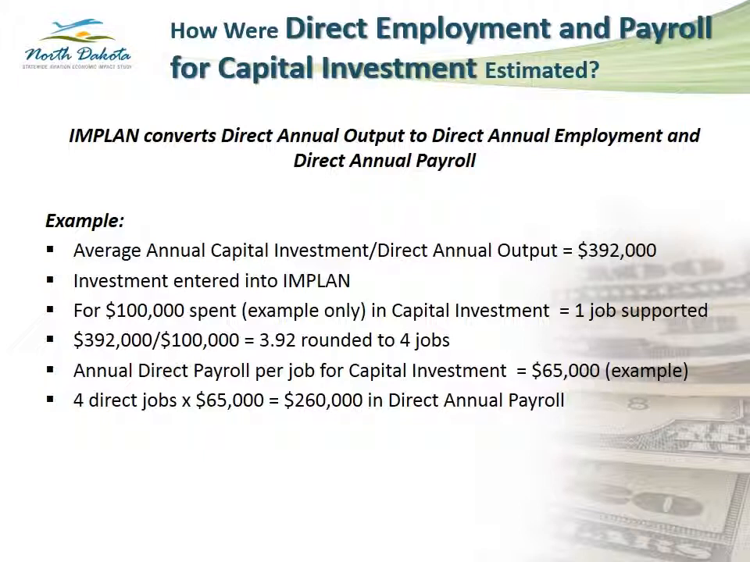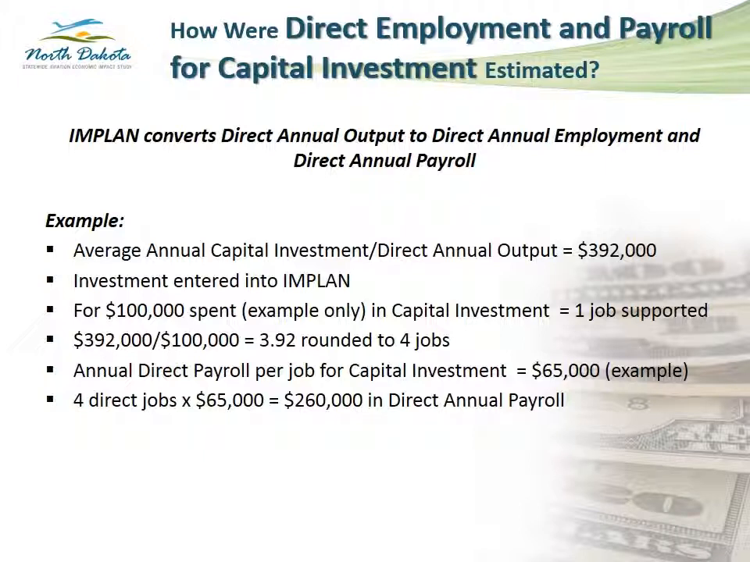Once we have the direct output estimate, an input-output model is used to tell us how many jobs that output or spending supports while it is taking place. And the model tells us what the estimated salary would be for these jobs. For this study, the IMPLAN Input-Output model was used to convert direct output for capital investment into the jobs and payroll that the spending or direct output supports. We'll talk a little more about the model used in the study later in this tutorial.